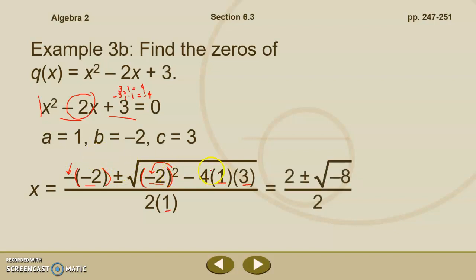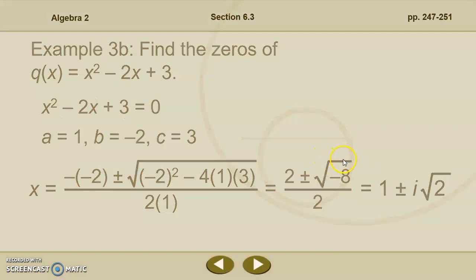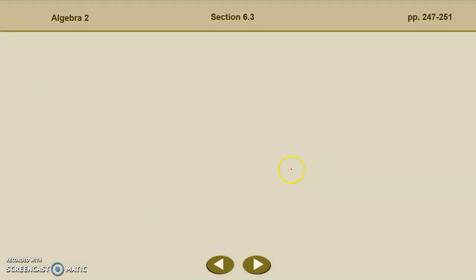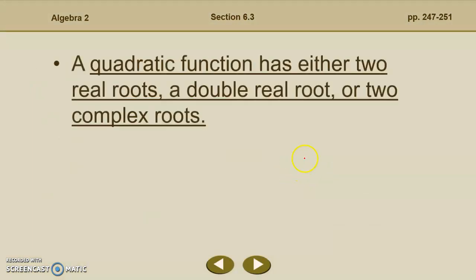After we simplify that, we get 2 plus or minus the square root of negative 8 over 2. Just by looking at this, we know the square root of a negative 8 is going to give us an imaginary number. And that tells us that we don't have any real roots. When we simplify that, we get 1 plus or minus i root 2. So our final answer would be no real roots.